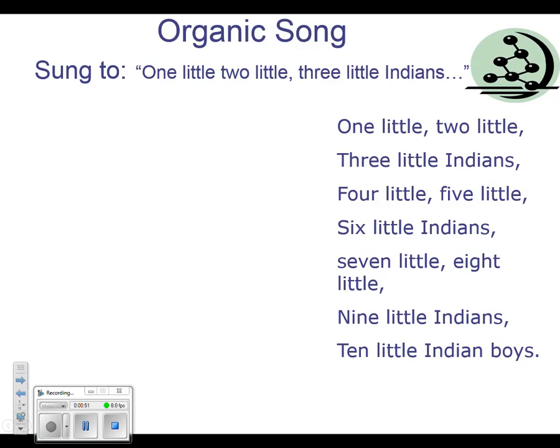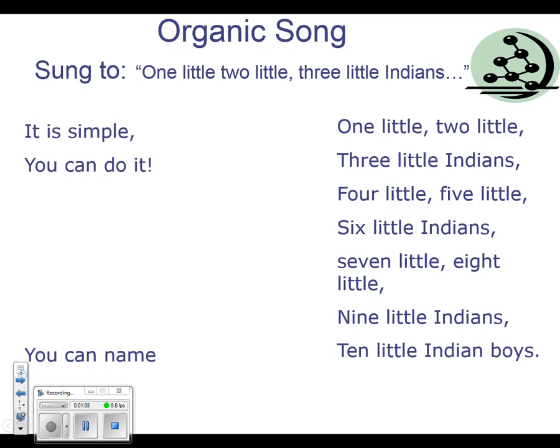All right, so this is a song most of you know. It's not politically correct, but just to get that tune in your head: 1 little, 2 little, 3 little Indians, 4 little, 5 little, 6 little Indians, 7 little, 8 little, 9 little Indians, 10 little Indian boys. We're going to put words to it that will hopefully help you remember organic chemistry.